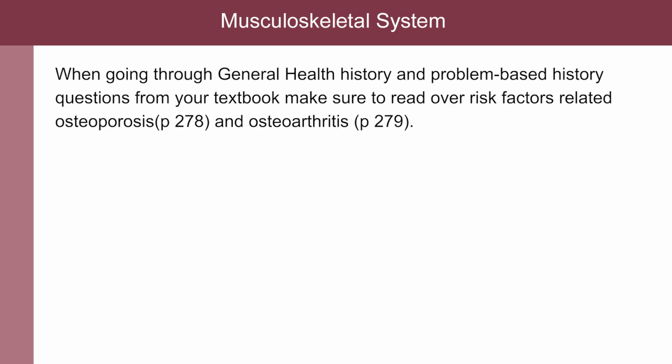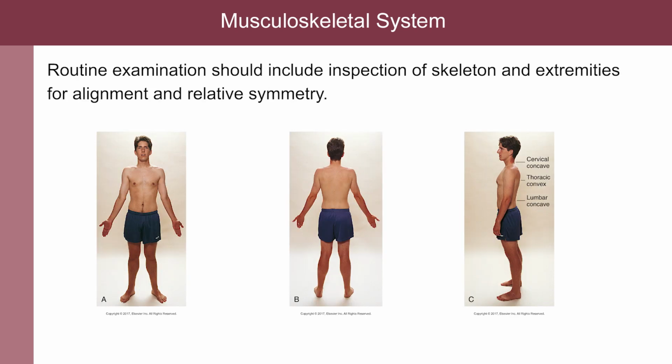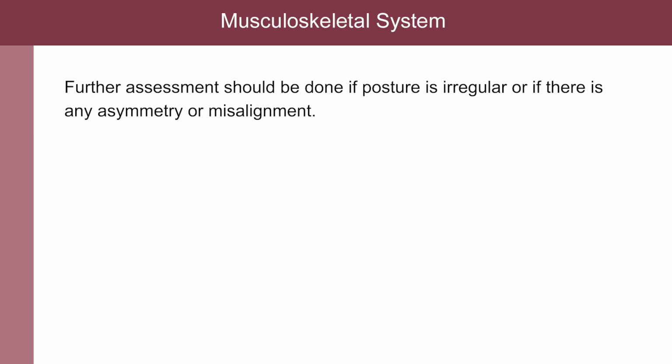When going through general health history and problem-based history questions from your textbook, make sure to read over risk factors related to osteoporosis and osteoarthritis. Routine examination should include inspection of skeleton and extremities for alignment and relative symmetry. Further assessment should be done if posture is irregular or if there is any asymmetry or misalignment.